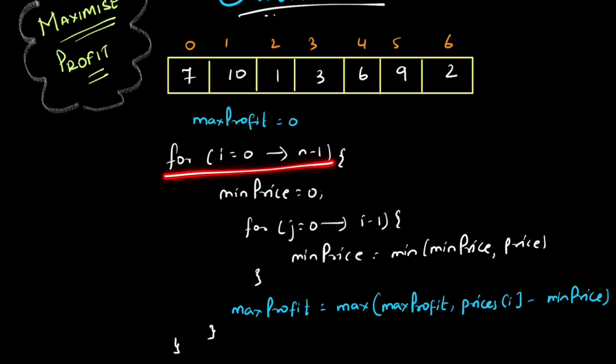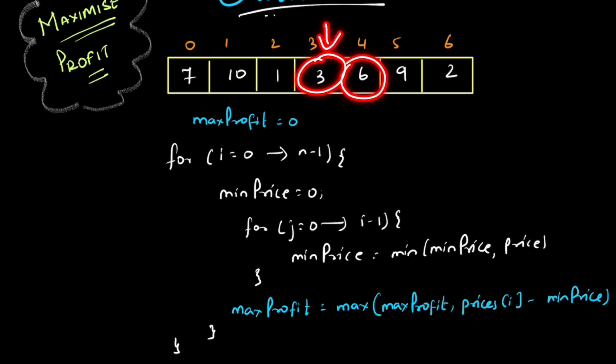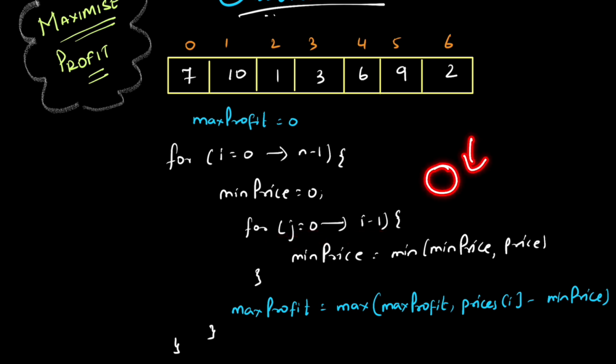First we run a loop from 0 to n minus 1 to keep track of the pointers that we are potentially selling at. And inside we run another loop from j equals 0 to i minus 1. That is, whenever we are selling, we look at everything preceding it from the start.